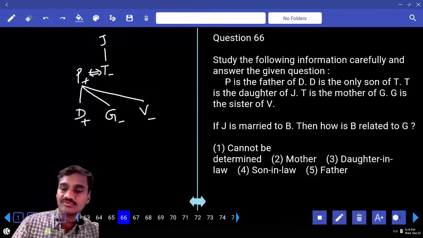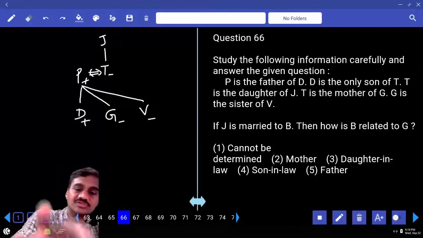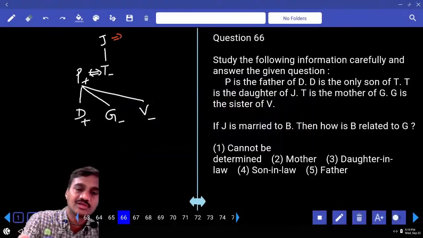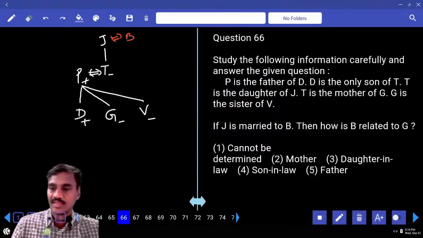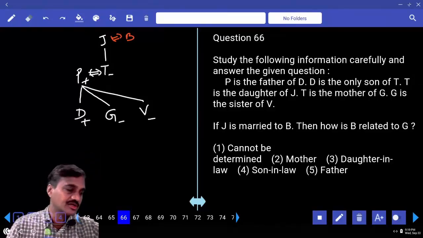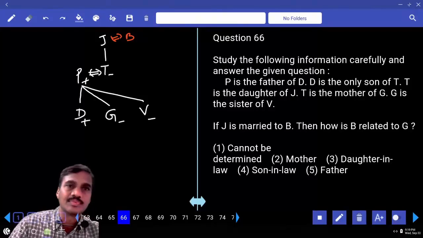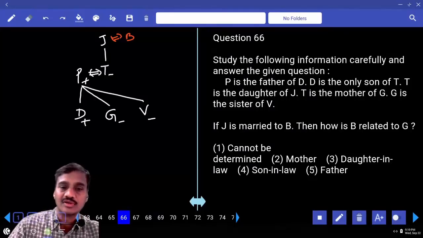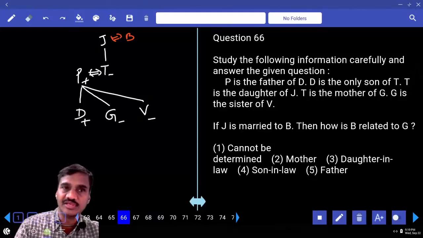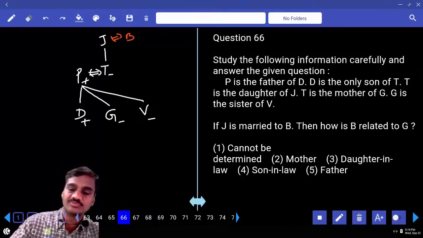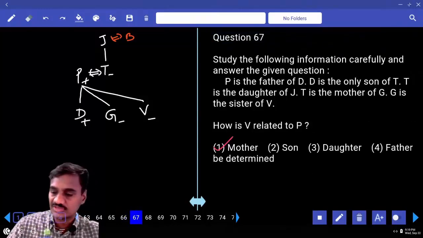Done? Then if J is married to B, now J is married to B means J and B are married couple. Then how is B related to J? Tell me, how is this B related to J? Either husband or wife. Now the gender of this B is not known. If B is a male, husband. B is a female, wife. Hence wife or husband cannot be determined. Choice 1, question number 66.